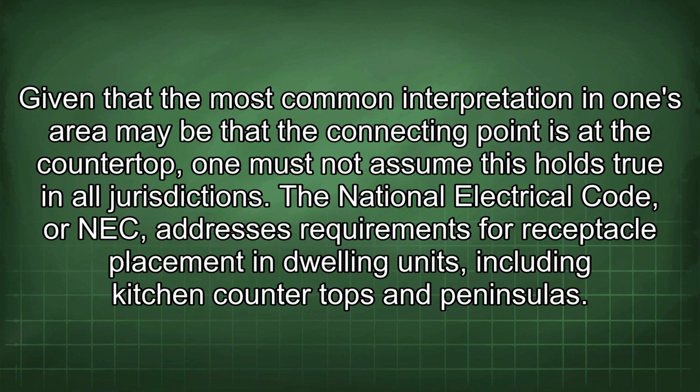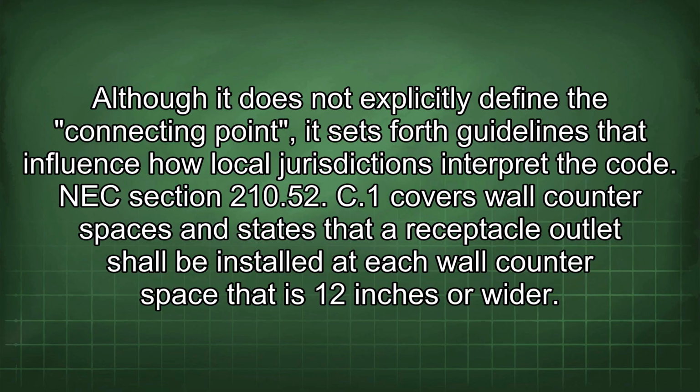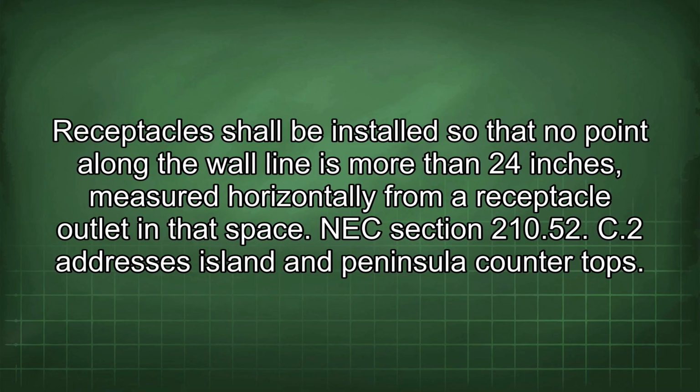The National Electrical Code, or NEC, addresses requirements for receptacle placement in dwelling units, including kitchen countertops and peninsulas. Although it does not explicitly define the connecting point, it sets forth guidelines that influence how local jurisdictions interpret the code. NEC Section 210.52(C)(1) covers wall counter spaces and states that a receptacle outlet shall be installed at each wall counter space that is 12 inches or wider. Receptacles shall be installed so that no point along the wall line is more than 24 inches, measured horizontally, from a receptacle outlet in that space.